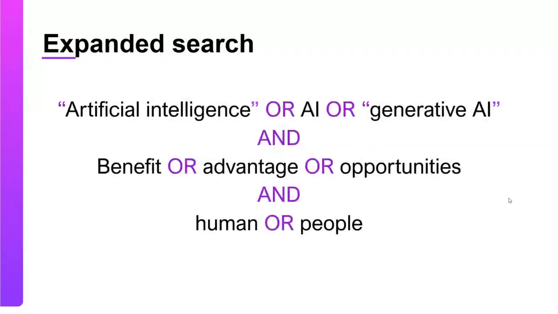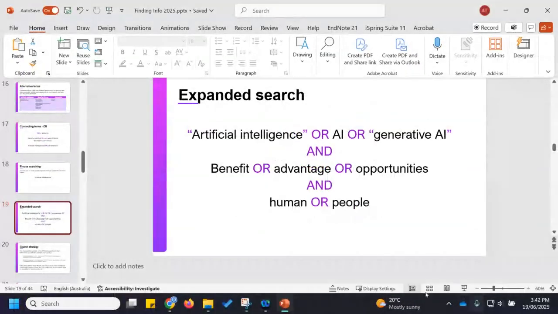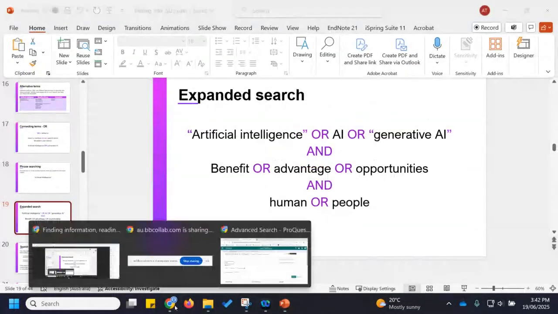So our baby search of artificial intelligence and benefit and human becomes this: artificial intelligence or AI or generative AI, and benefit or advantage or opportunities, and human or people. So again, each concept goes into its own little box. So we'll have a look at that. And we can just type or in between them.